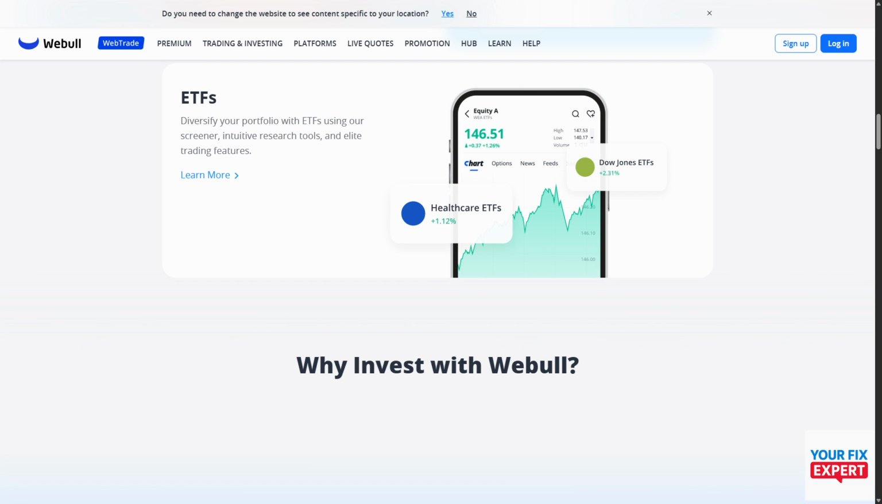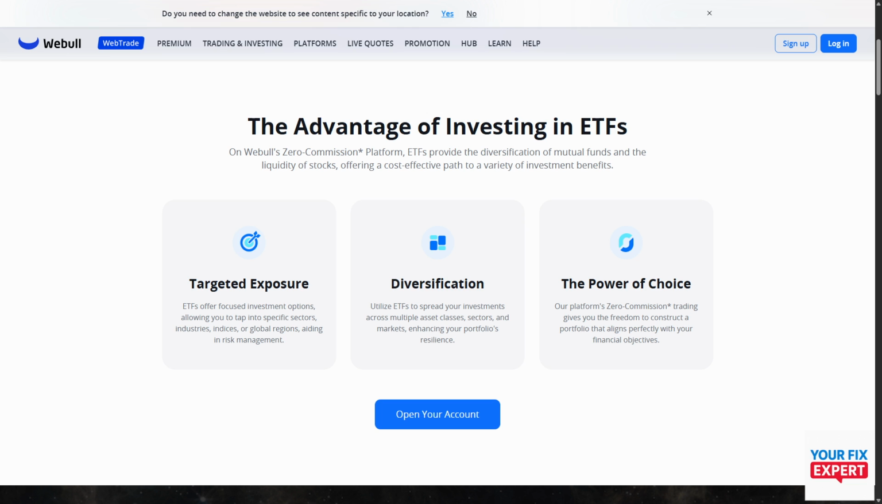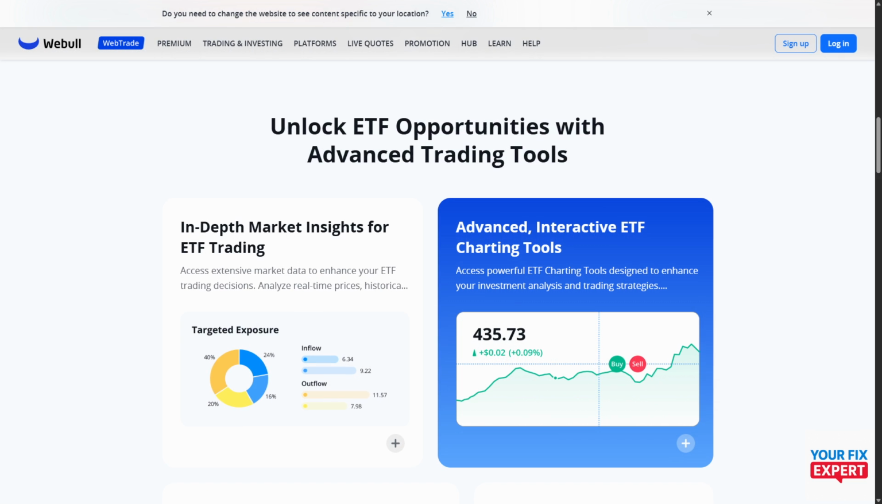Next up is exchange traded funds, or ETFs. ETFs are a collection of securities that track specific indices or sectors. They offer diversification and are suitable for beginners due to their low risk compared to individual stocks, for instance. Webull's platform includes a variety of ETFs to choose from.